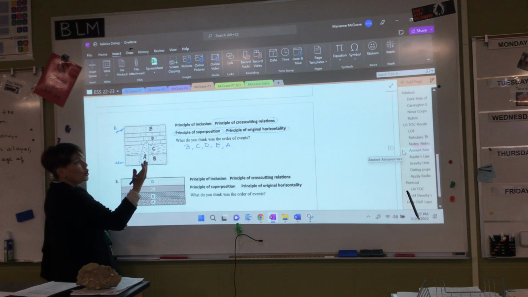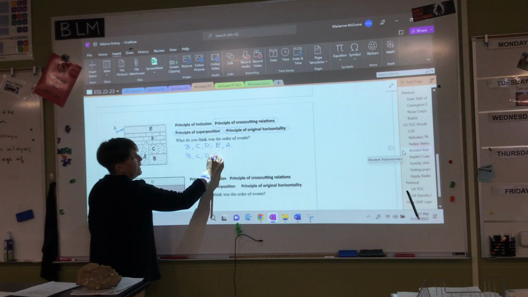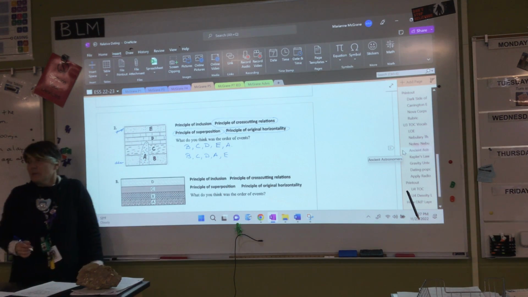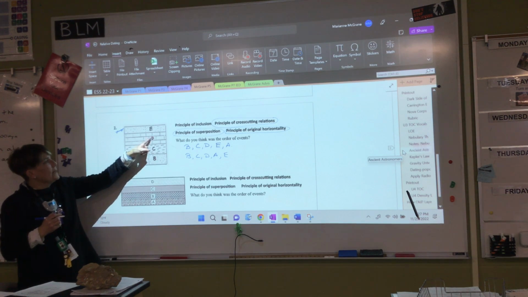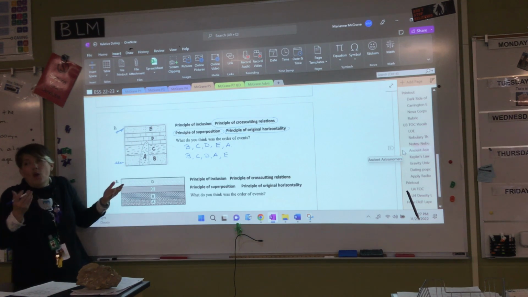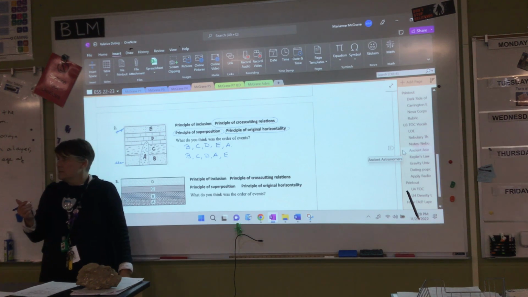Now, would it also be correct to say B, C, D, A, E? Could that also be the correct order of events? Absolutely. Because we don't really know, did this cut in and across these layers and then this was put on top? We don't know. So either one of these is correct. Do you understand?